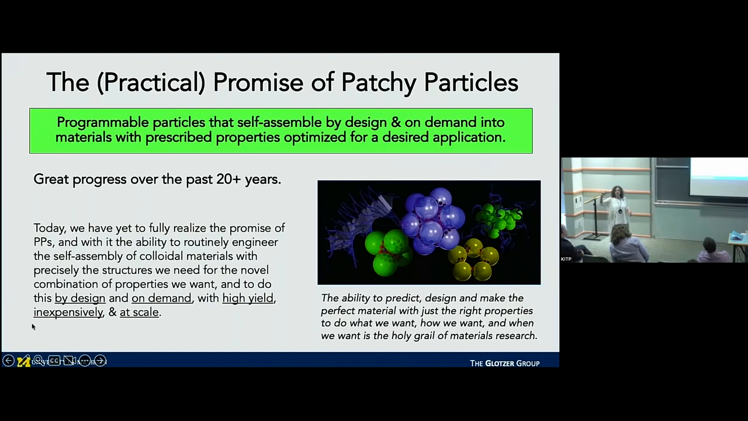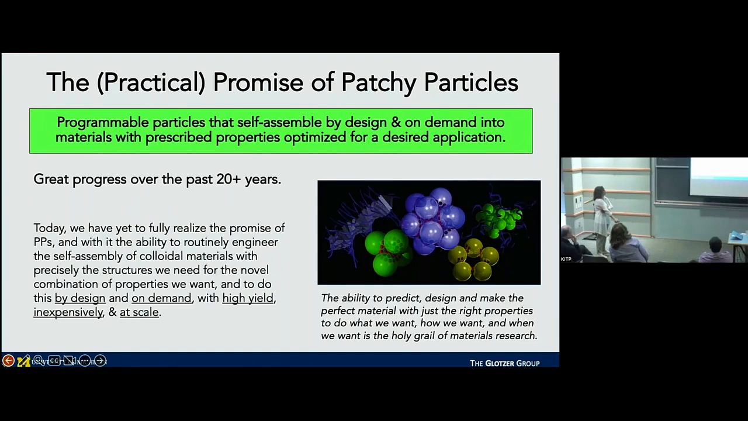There was this common vision shared by the community that we could have these particles be, to use Chad's term, programmable atom equivalents, and self-assemble by design on demand in exactly the materials we want, in exactly the way we want, with exactly the properties to exhibit exactly the behavior. Really getting to this holy grail of materials research, materials by design and on demand. We've made extraordinary progress over the last 20 years, and there's a lot that we can do now, but I would argue that we've yet to fully realize this promise. And there's a lot of exciting things to be done.